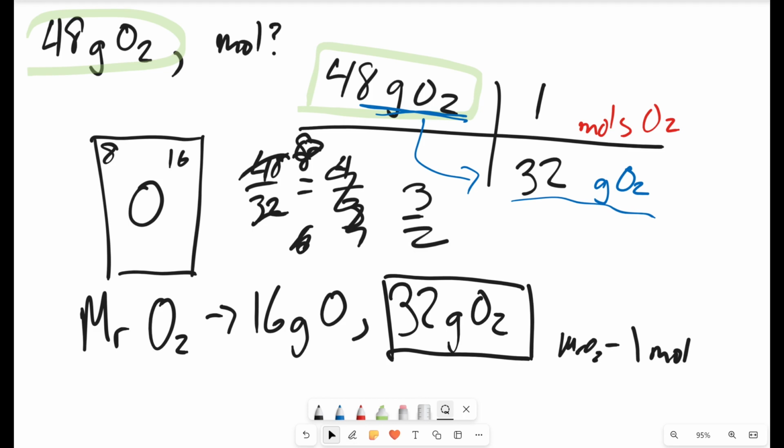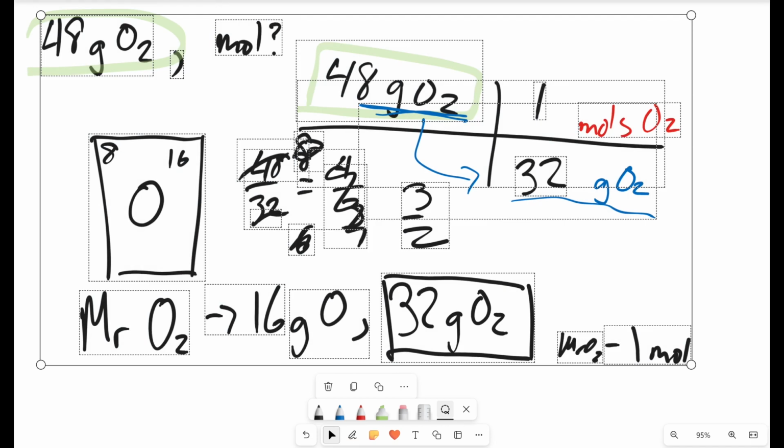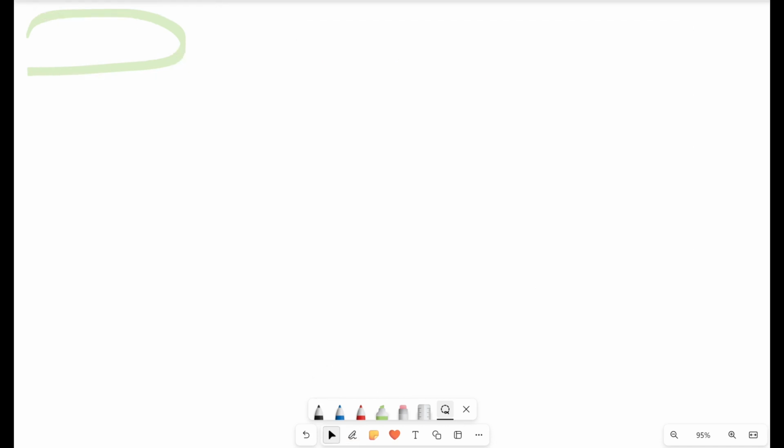Okay, so let's figure out our next example then. I may not have proven myself to be a great mathematician, but I mean, I'm an okay chemist, maybe. Okay, let's figure out the next example.